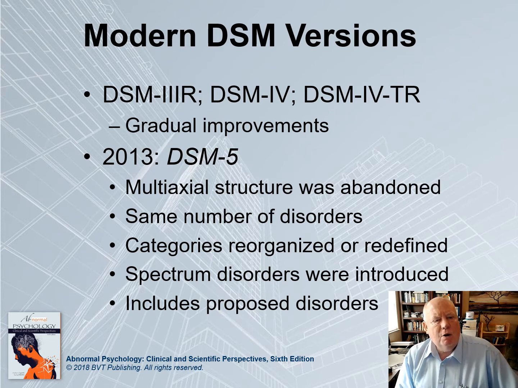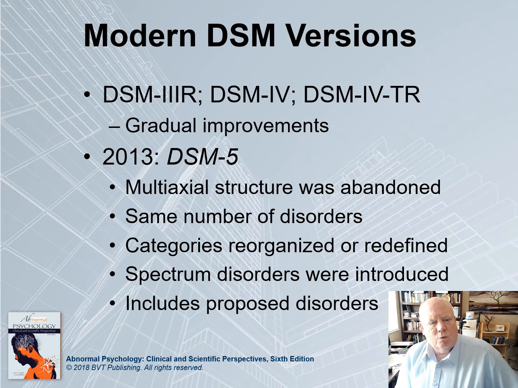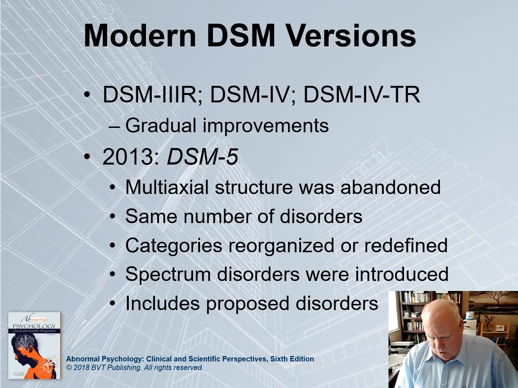The 3 revisions between DSM-III and DSM-V were gradual improvements based on research that was done largely because having objective criteria, which allowed us to more reliably diagnose disorders, allowed for better studies of the disorders and therefore gradual improvements in the diagnostic criteria used to define a disorder. DSM-V was a little different in some interesting ways. The first and major difference is that DSM-V dropped the multi-axial diagnoses.